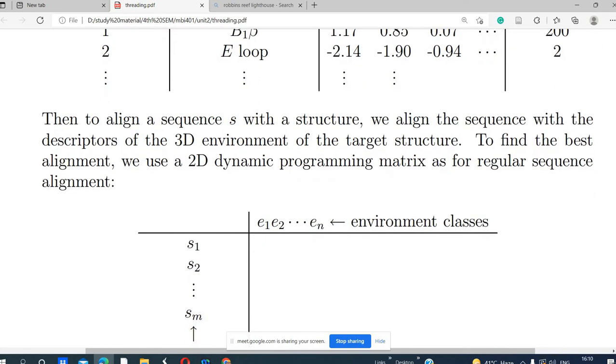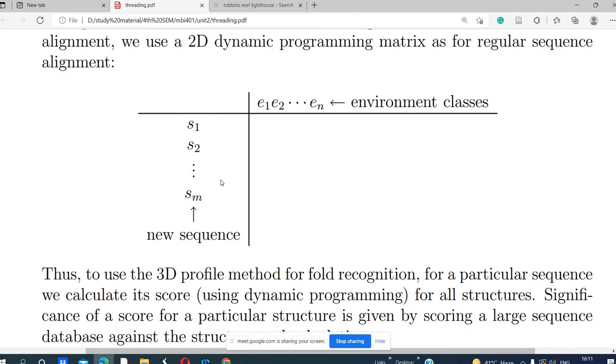Then to align a sequence with a structure, we align the sequence with the descriptors of the 3D environment of the target structure. To find the best alignment we use a 2D dynamic programming matrix. Here you can see the sequence, suppose these are amino acids 1, 2, 3. This can be aligned with the descriptors of the environment classes, like E1, E2, E3. So here we can make the table. We can align S1 with E1, S2 with E2, S3 with E3. Can we do it or not?